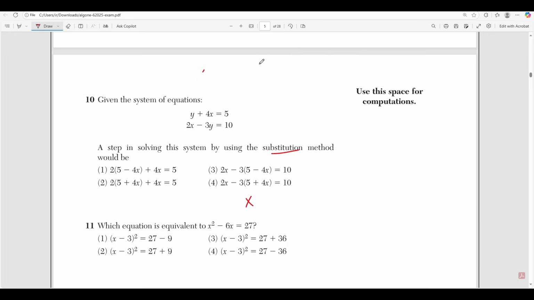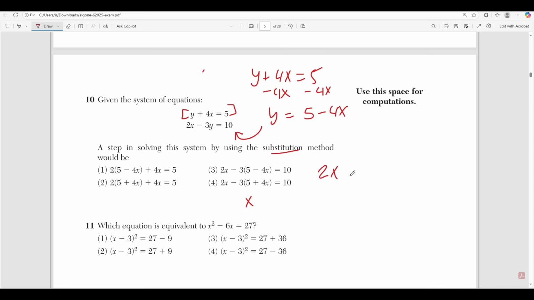So here we have y plus 4x is equal to 5. If I subtract 4x from both sides, I get that y is equal to 5 minus 4x. I've now rewritten this top equation. Now that I know what y is equal to, I can just plug it into this bottom equation over here.